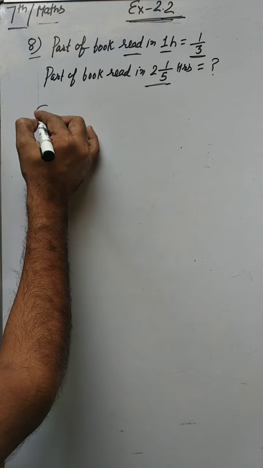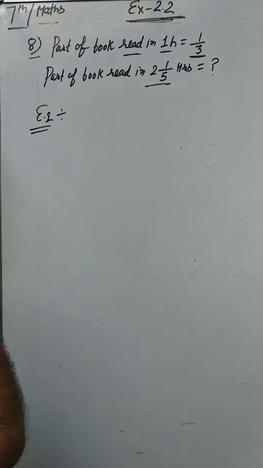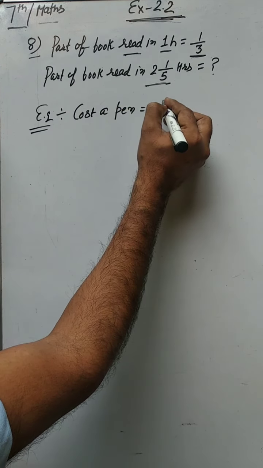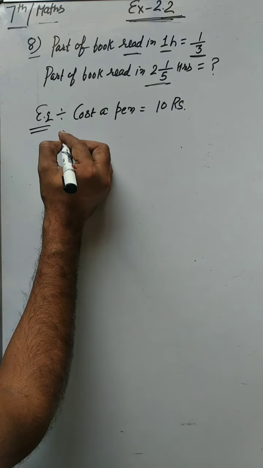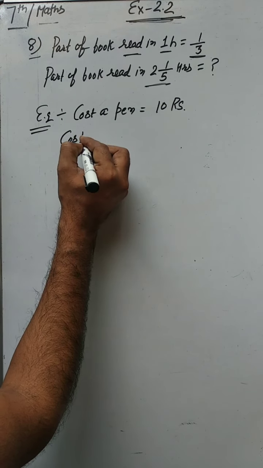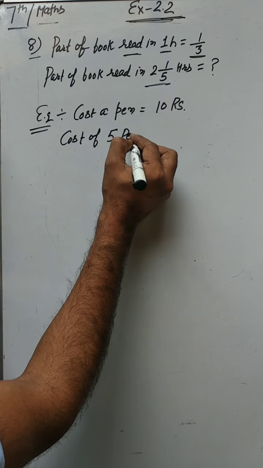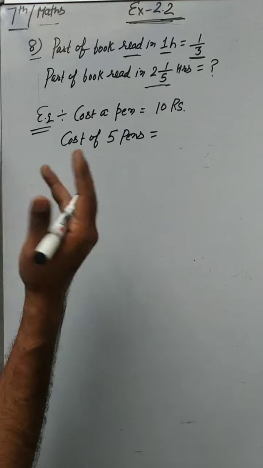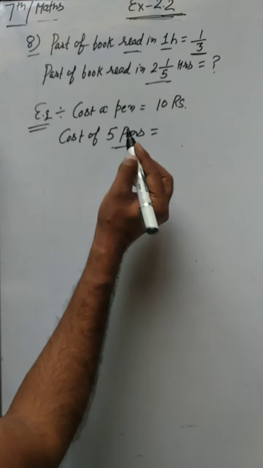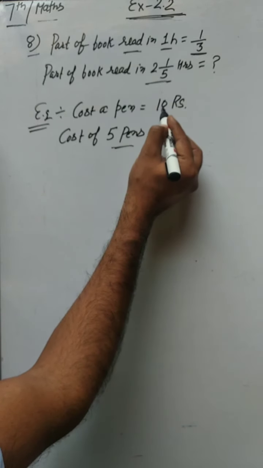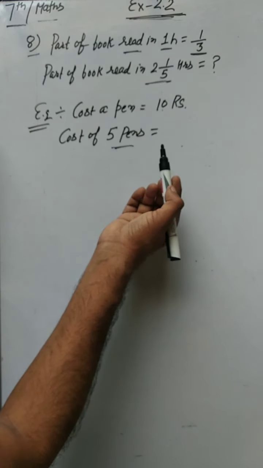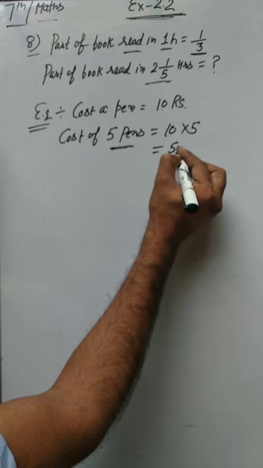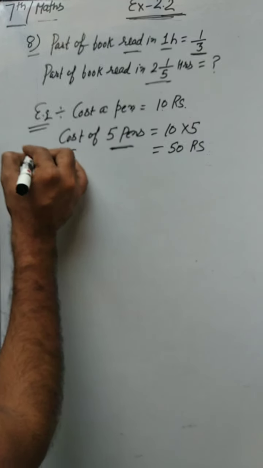Here beta, I am sharing with you a very easy example. For example, the cost of a pen is 10 rupees. Then what is the cost of 5 pens? In 5th or 6th class we have solved the unitary method. Cost of a pen is 10. I want to find 5 pens. So 10 multiply 5, the cost of 5 pens beta will be 50 rupees. Similarly, we will proceed here.